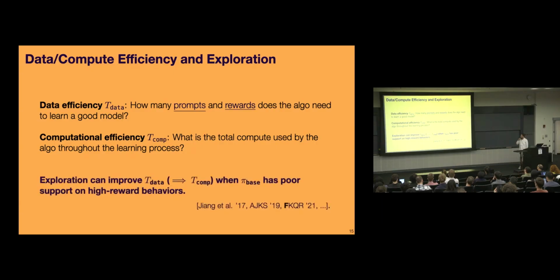So coming back to the key question, the main point of the talk: the reason why you might want to do something like exploration with language models is that ideally this should improve your data efficiency if the base model has poor support on the behaviors that have high reward for your problem, because you're encouraging it to push up the probability on these behaviors with high reward. Ideally, you would hope that should improve the total compute used as well, because the amount of data you need is a pretty hard lower bound on the amount of compute you need to use. Okay, so that's the hope.